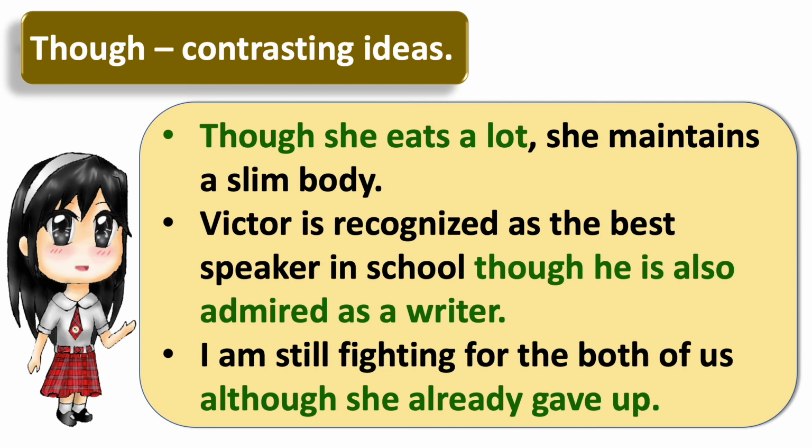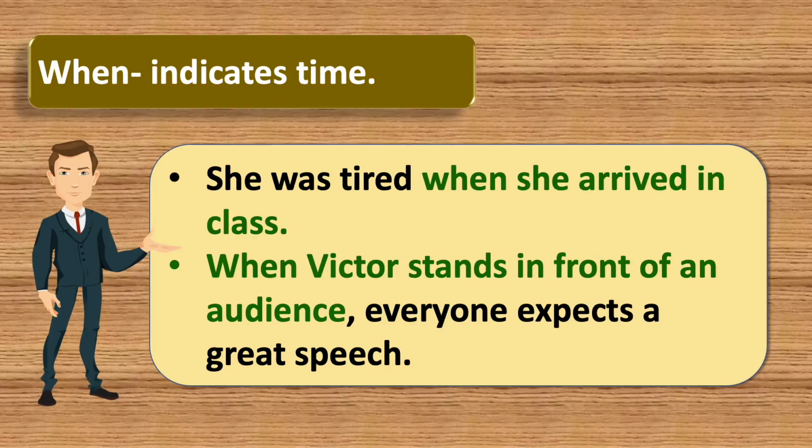Next is the subordinating conjunction when, which indicates time. Example, she was tired when she arrived in class. As you may see, the conjunction when indicates when this person was tired. It was also used to connect our independent clause, which is she was tired, and our dependent clause, which is when she arrived in class. Another example, when Victor stands in front of an audience, everyone expects a great speech. Here, through the conjunction when, we're able to know the time when everyone expects a great speech.